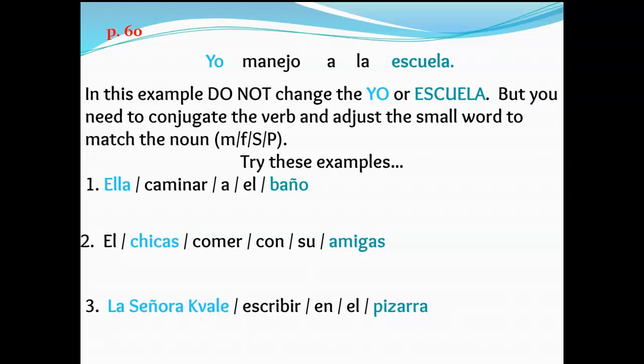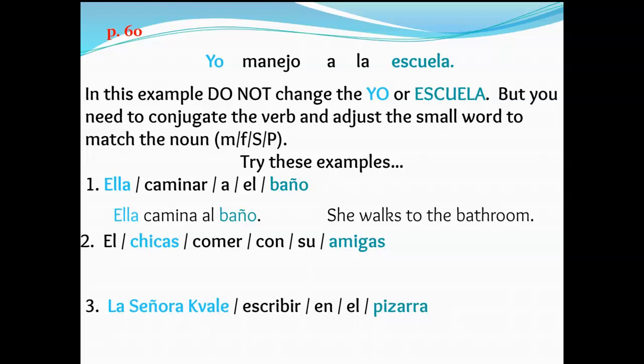All right, in this sentence, ella stays the same, and then we take off the AR and conjugate it for ella, which makes it camina. And then L is correct for baño, unlike our previous example where escuela ended in an A. So L does match, but anytime you see the words A and L next to each other, they get hooked up together and make the contraction of al. So ella camina al baño is your new sentence. And if you have to translate that, it means she walks to the bathroom.